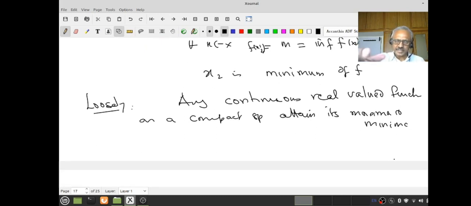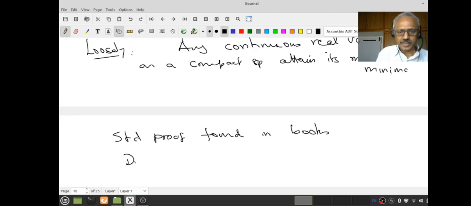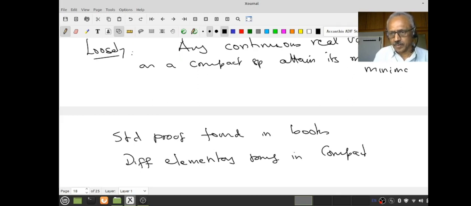Those of you who have followed my earlier lectures, I think in the second or third lecture I proved this without any of these things, simply by constructing an open cover and using the property of LUB and GLB there also. So the above proof is the standard proof you will find in any book. But we have given a different elementary proof in compactness 3, if I remember right. So compare these two things.